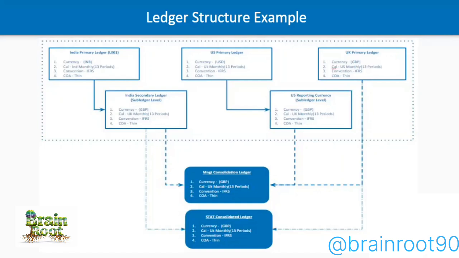For the calendar, for India we kept a different one, but for the US we use the same UK monthly calendar in both cases, because both follow January to December. There is no reason to define or use a different calendar for them, correct? All three follow the same convention, or the accounting method as we also say, which is IFRS. All have a chart of accounts with the name THIN, which is just any name you can say, but all of them are using the same.